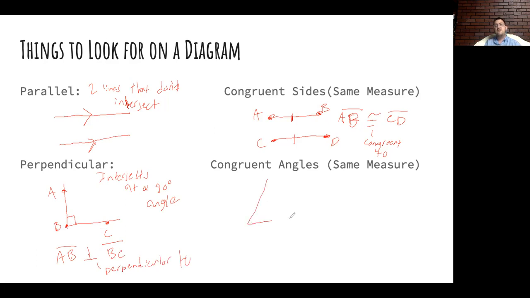And then congruent angles, these are angles that have the same measure. So maybe if I have a triangle, like an isosceles triangle, I could have A, B, C. So I could say that angle A is congruent to angle C. And if the diagram is busier, you may want to just name it with the 3 points. So you could say that angle BAC is congruent to angle BCA.